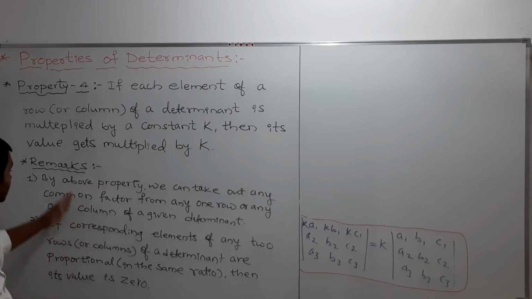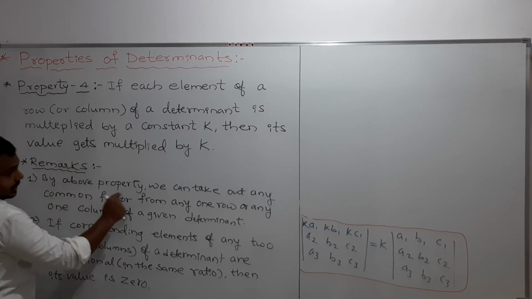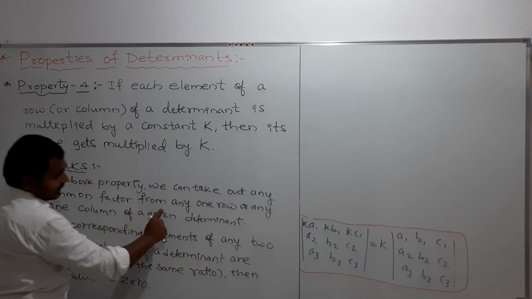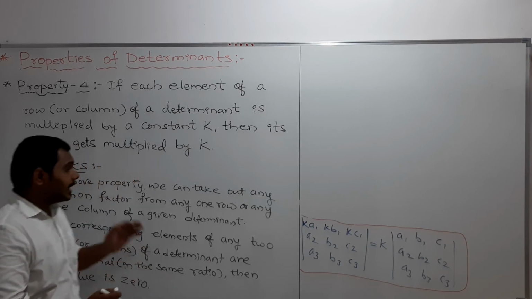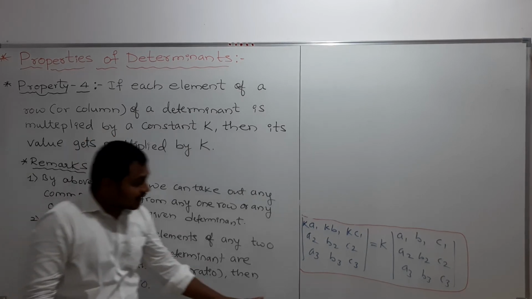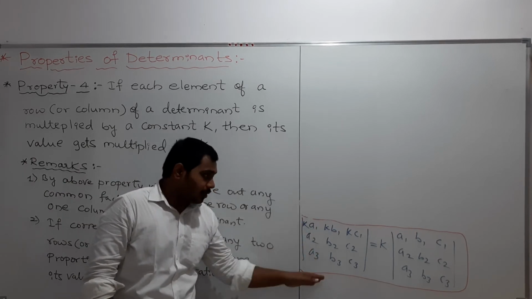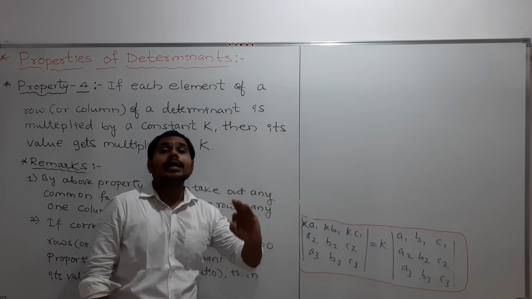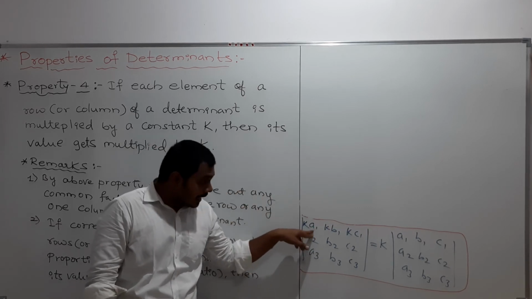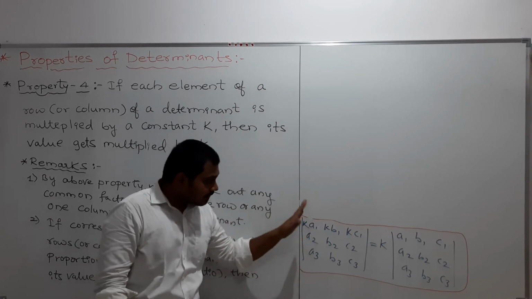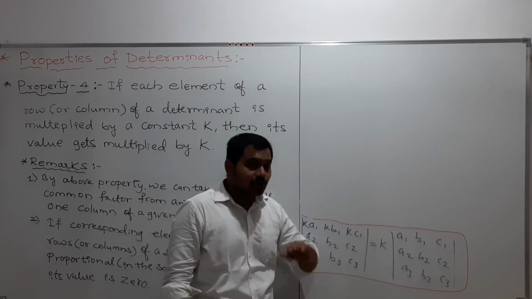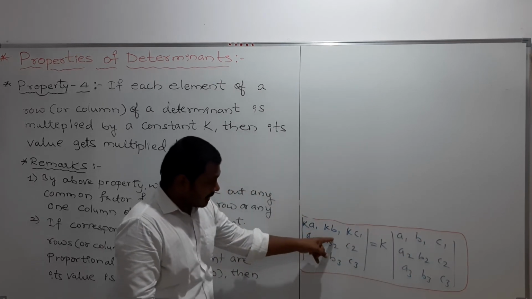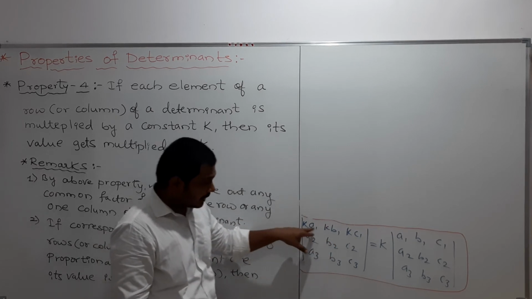Now, my dear students, if you understand this property very well, then you will easily understand these remarks. The first remark: by the above property we can take out any common factor from any one row or any one column of a determinant. In this case, row 1 has each element multiplied by k, so if you solve it, the answer is k times the original determinant.